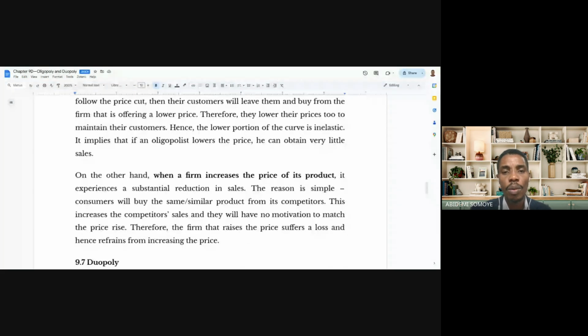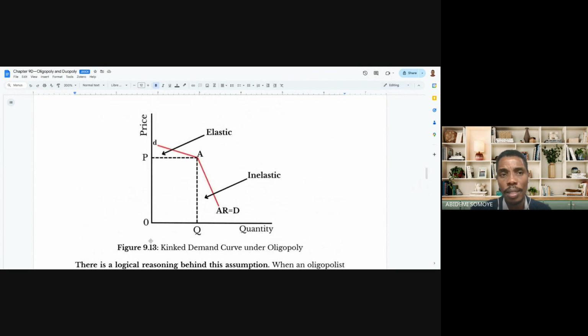On the other hand, when a firm increases the price of its product, it experiences a substantial reduction in sales. The reason is simple. Consumers will buy the same or similar product from its competitors. This increases the competitors' sales, and they will have no motivation to match the price rise. Therefore, the firm that raises its price suffers a loss and hence refrains from increasing the price. Also, if a firm reduces its price, other firms will follow suit. It will lead to what we call a price war.